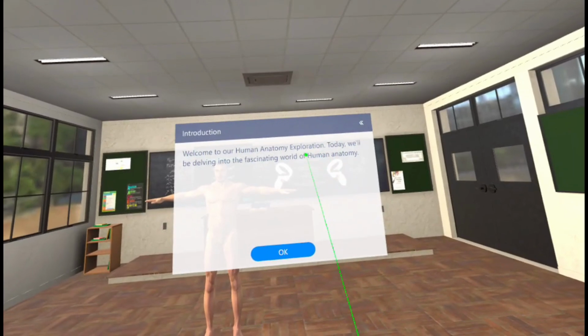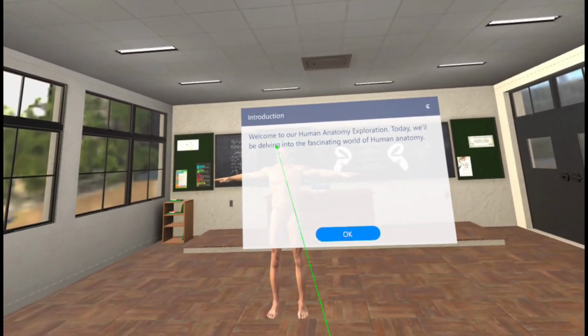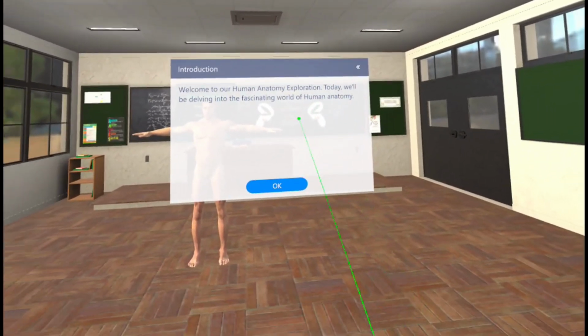Welcome to our human anatomy exploration. Today, we'll be delving into the fascinating world of human anatomy.